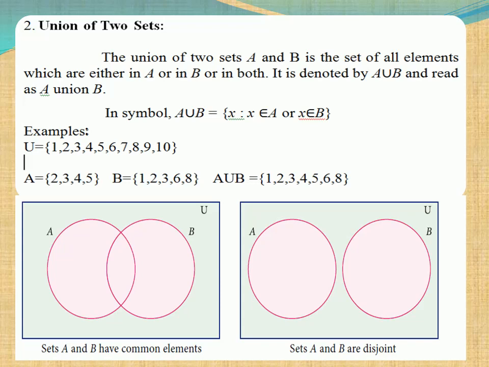Here some Venn diagrams are given for A union B. In the first one, sets A and B have common elements. So here, A and B without shading, you have A and B. Now this pink shaded region is called A union B. The second diagram shows disjoint sets. If A and B are disjoint sets, this is the A union B.